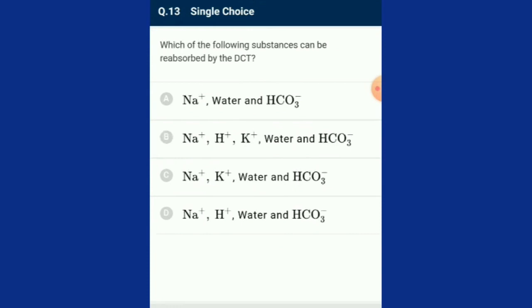Question number 13. Which of the following substances can be reabsorbed by DCT, distal convoluted tubule? Reabsorption is the process where the renal tubules reabsorb a good volume of substances from the glomerular filtrate. Distal convoluted tubule plays a role of reabsorption of water, sodium and bicarbonate ions. So the answer is option A, sodium, water and bicarbonate.